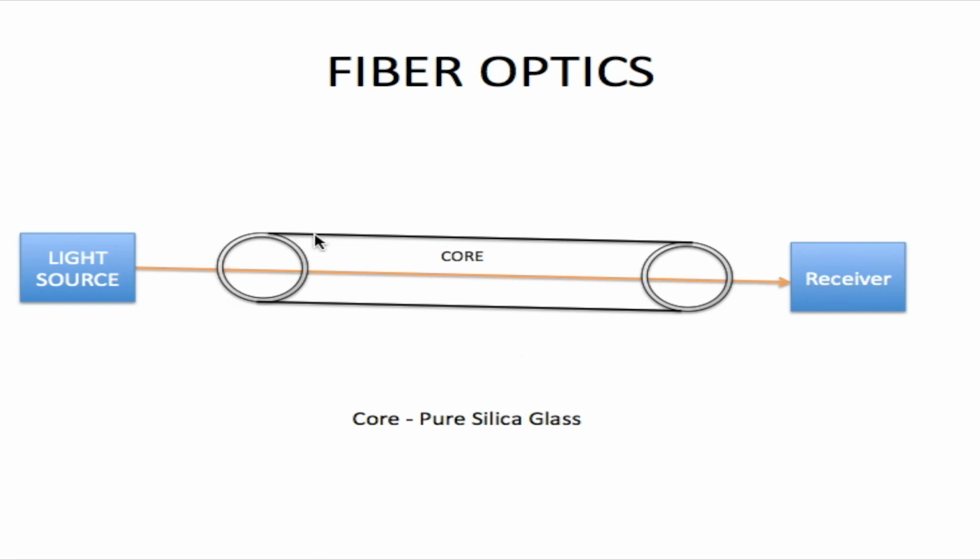Now, this is a solid piece of glass, and this light signal just travels right through the core to the receiver. So this is all called the core. Okay, so we're going to be talking about the other sections in the next slide, but I just want you to understand that the light travels from the source to the receiver through the core.